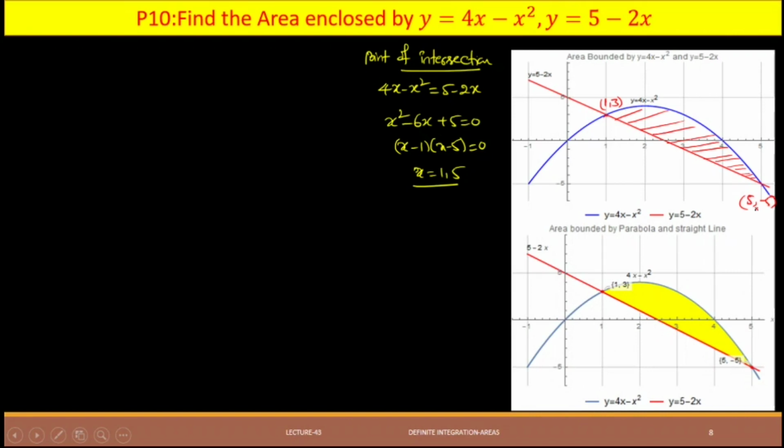This is the shaded region. So (1, 3) and (5, -5) are the points of intersection. We need to find the required region, which is shaded in yellow. Let us set up the integral. The area is the integral with limits from 1 to 5.